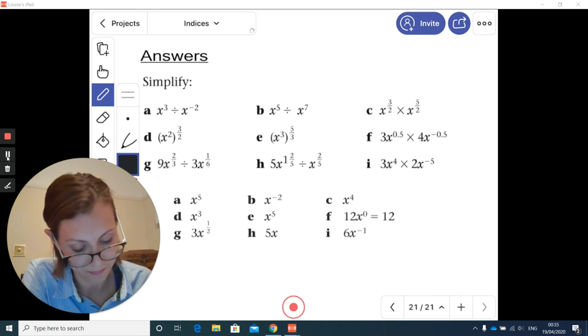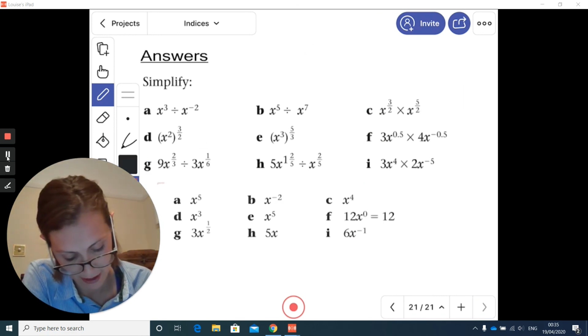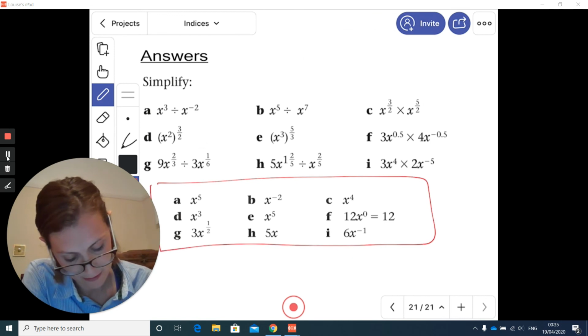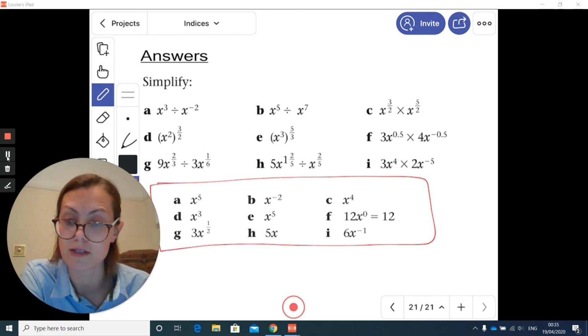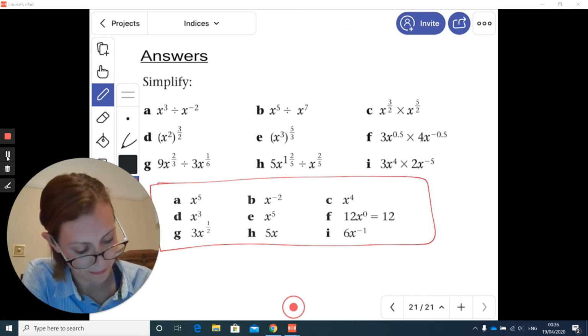Okay, so here are your answers down here to go through. So pause now if you want to just go through those answers. Otherwise, we're going to move on.